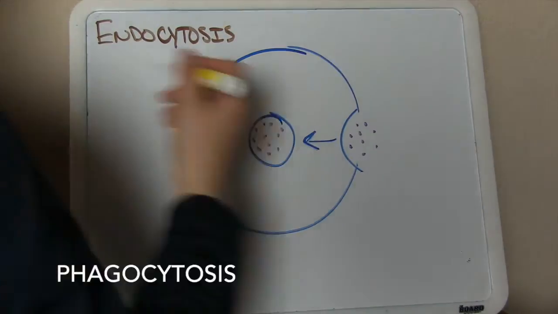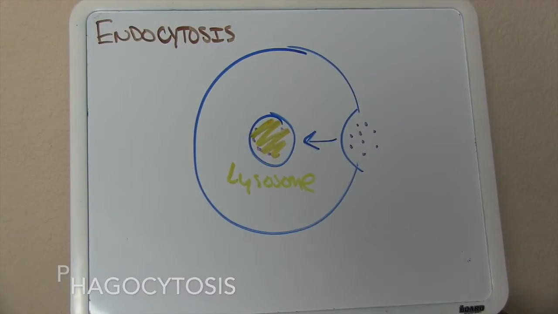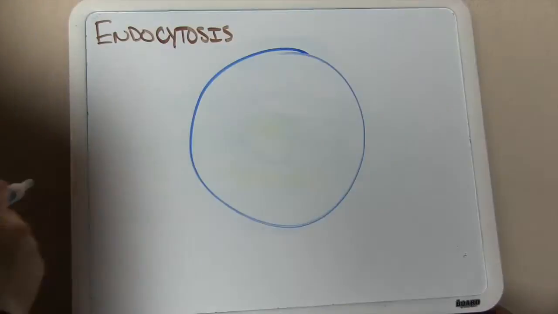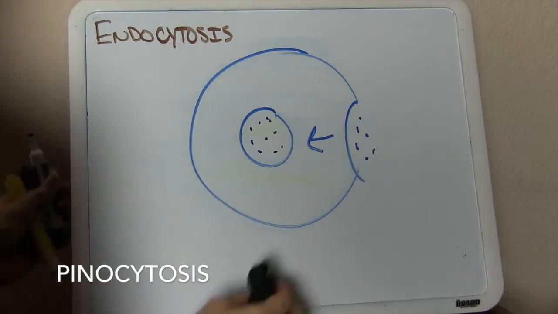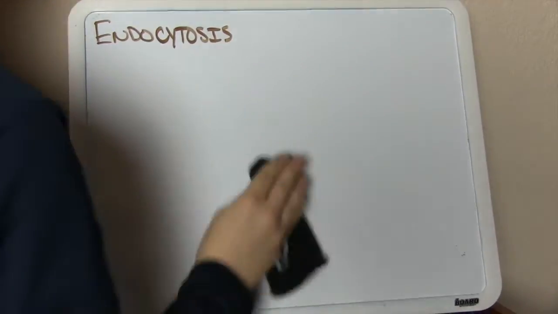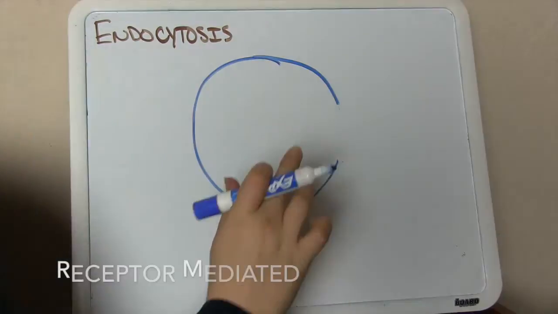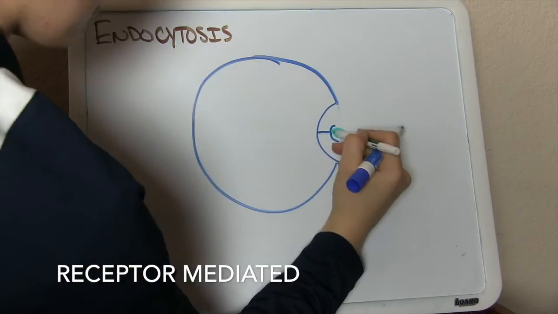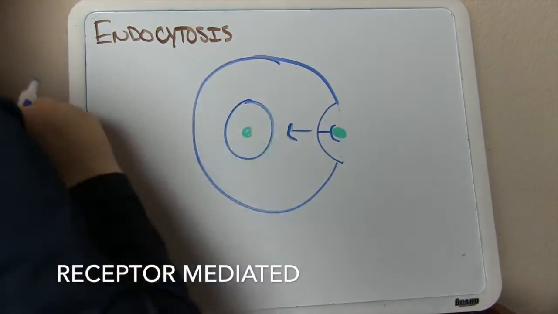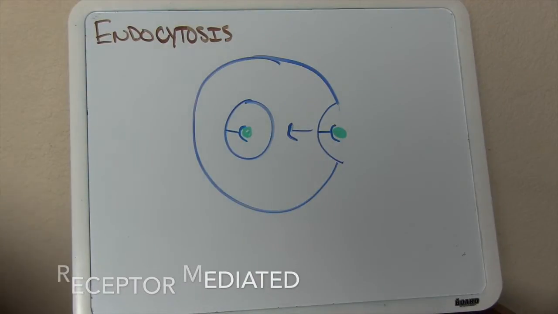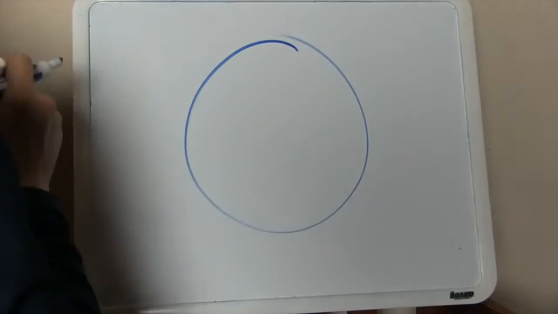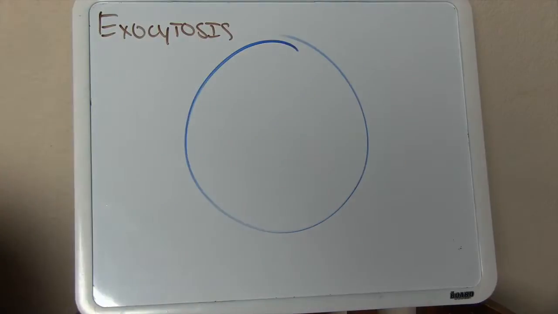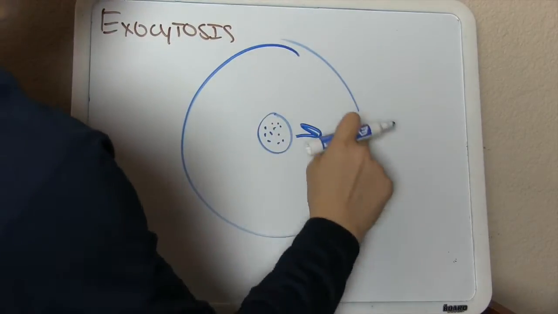Endocytosis is when the cell takes in stuff. There are three types: phagocytosis, cellular eating; pinocytosis, cellular drinking; and receptor-mediated endocytosis. Phagocytosis fuses with lysosomes for digestion. Pinocytosis is a non-specific process. Receptor-mediated endocytosis is triggered by a ligand. Exocytosis is when stuff leaves the cell.